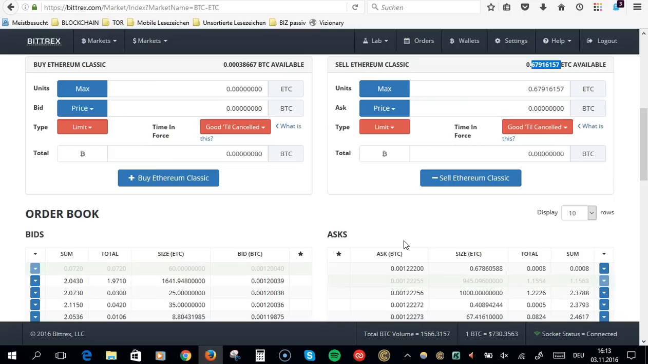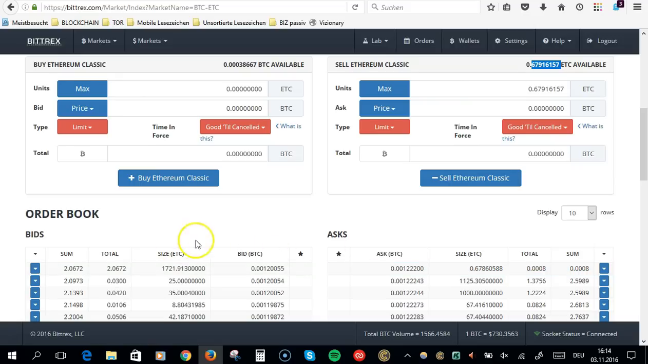You then simply go here and say, okay, what is the actual price right now? It is around 12.004. So this is the bid. The bid side means that people are bidding to pay this amount of Bitcoin for purchasing Ethereum Classic. And the ask side is just the other way around. This is how much people ask for, and they want to sell Ethereum Classic right now.